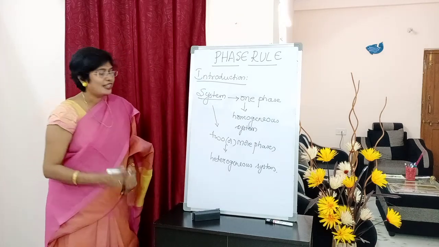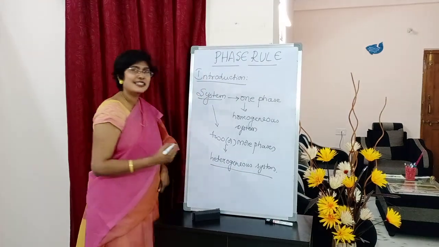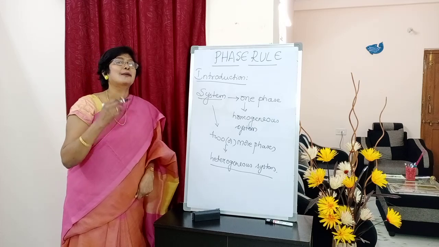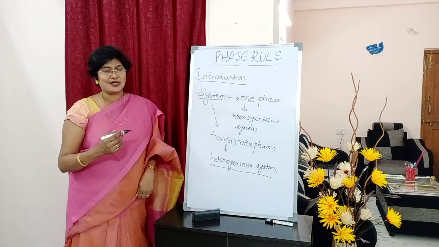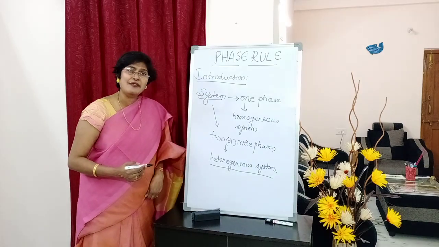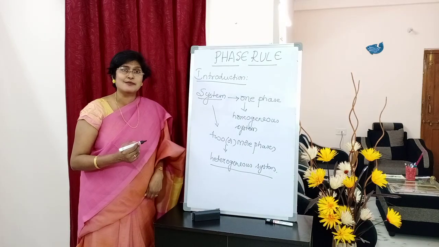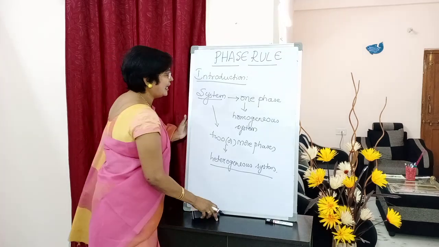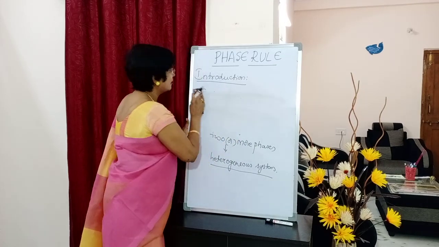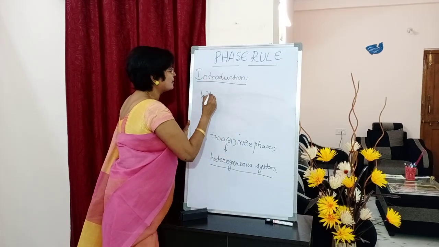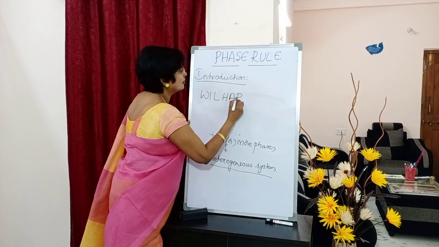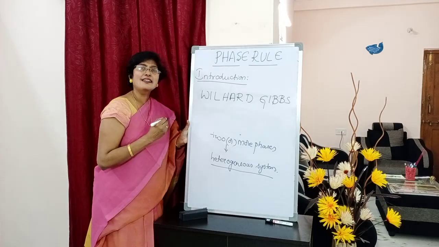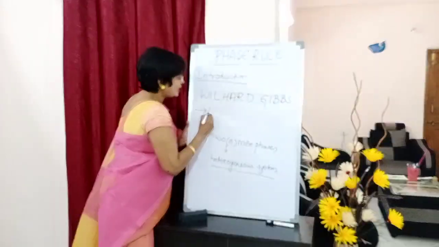Okay students, now let us concentrate on heterogeneous systems. In this phase rule, we are going to learn about heterogeneous systems. So to understand the behavior of the heterogeneous systems, an American physicist by name Willard Gibbs. Willard Gibbs. He was an American scientist.